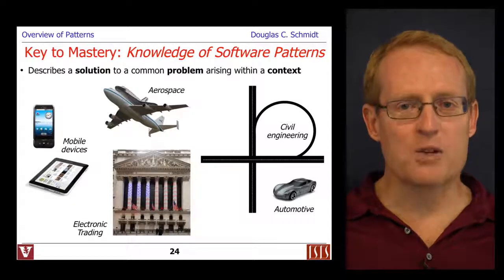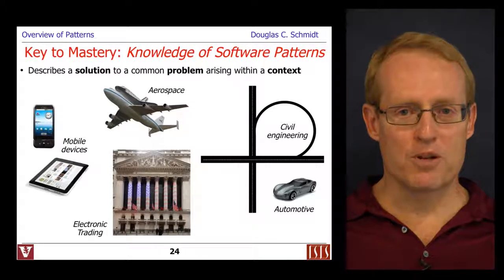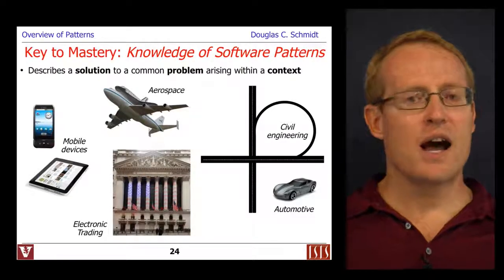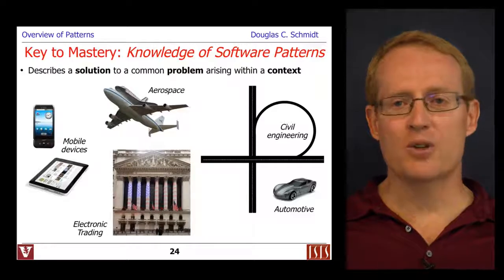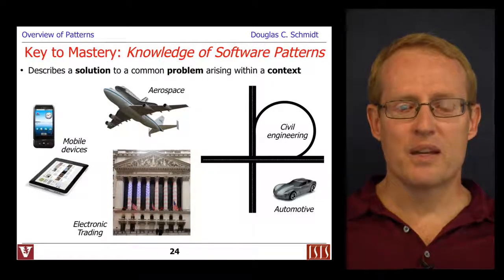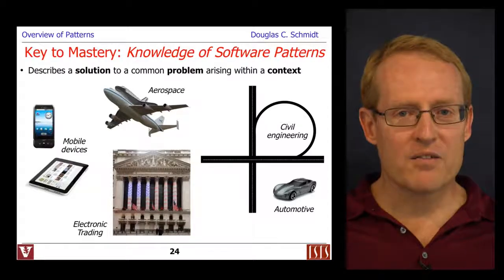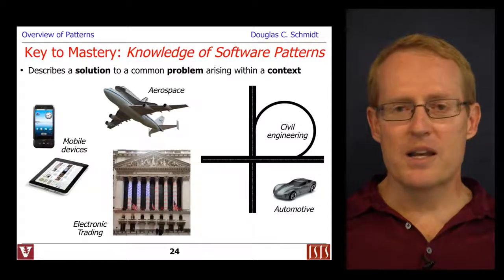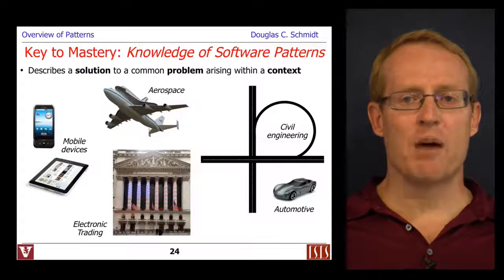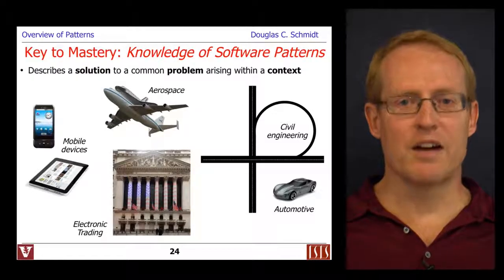Patterns are important in the aerospace domain, where timeliness properties are crucial, where the right answer delivered too late becomes the wrong answer. Similar characteristics apply in other domains, automotive, various kinds of electronic trading. In the mobile device domain, for things like smartphones and tablets, it's important to have patterns that can work with constrained memory environments and power-constrained environments.